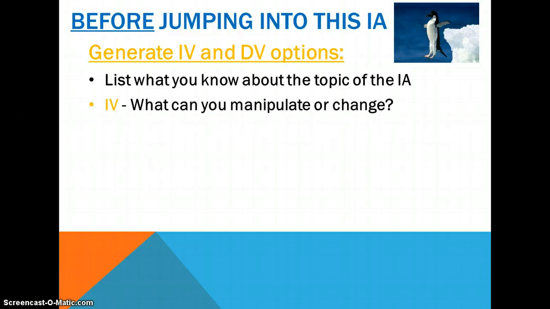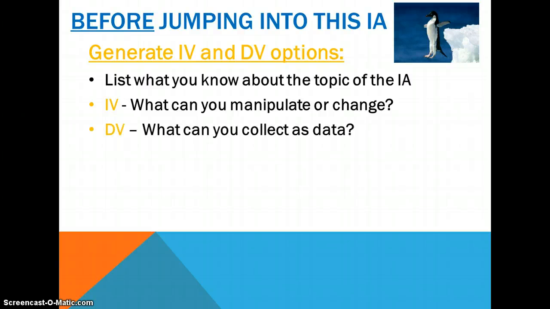Then we would think about what things we can actually change within this topic. Can we manipulate the type of soil? Can we manipulate the pH of the soil? And so forth. Those are things that could be independent variables. The teacher, me, would help you think about which of these are more likely to make for good independent variables.